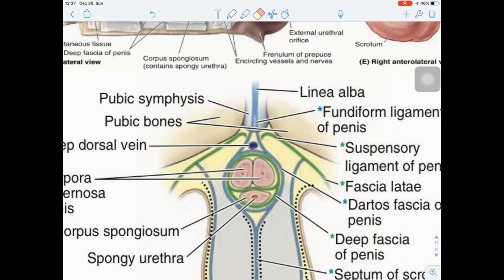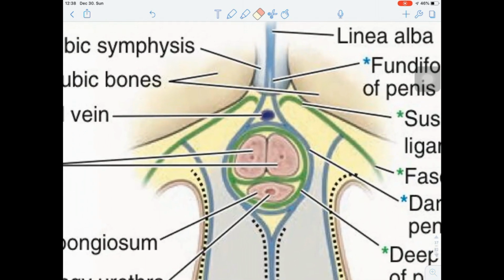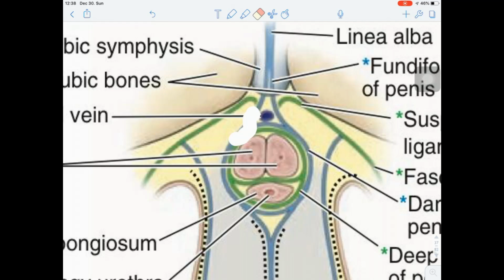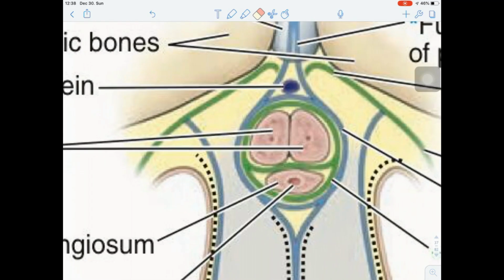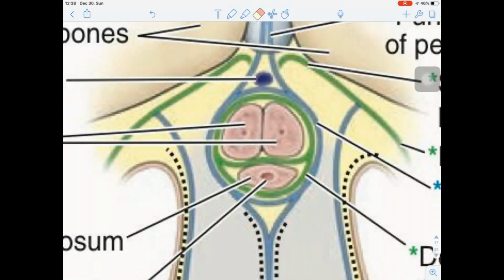Maybe it would be good to know it. Here you've got the linea alba in the midline coming down and dividing into two parts. So the linea alba forms another ligament of the penis, the fundiform ligament. It's maybe too much detail, all right? The fundiform ligament later on will join with the dartos fascia. So here is a good picture about the fascial coverage of the penis.